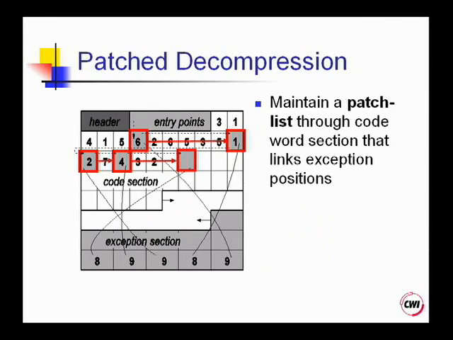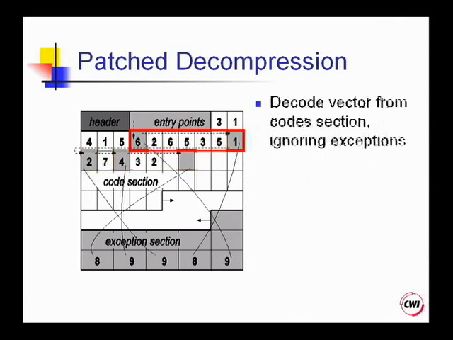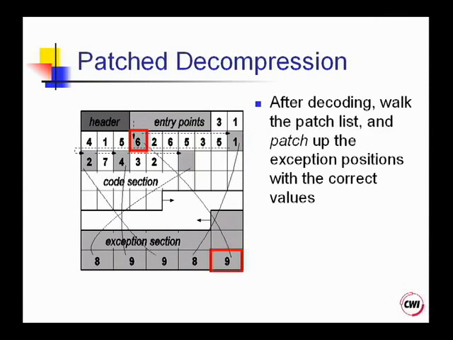What's the alternative? The alternative is to patch the scheme. Instead of using a marker to mark the exception positions, we maintain a patch list through the code word section, as illustrated here. And during decoding, we first decode just from the code words without anything fancy. We don't do an if then else, nothing. And after decoding this, we walk the linked list and patch up the exception positions with the correct values.